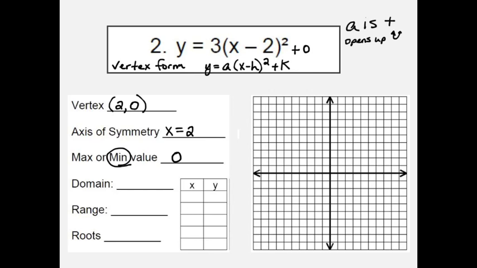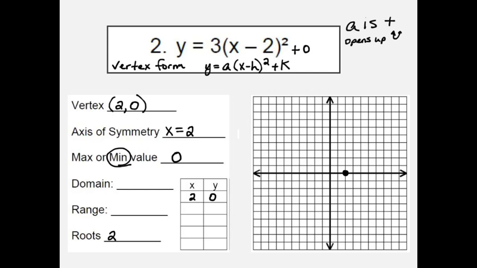Okay. Now let's start thinking about our graph. We know we have a point at 2, 0. So we're going to plot that on the graph. Okay. Now that's where it touches the x-axis, so that's also a root. So our root is at 2. In this case, the root and the vertex are the same point.